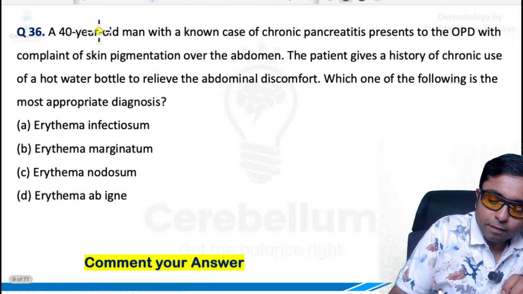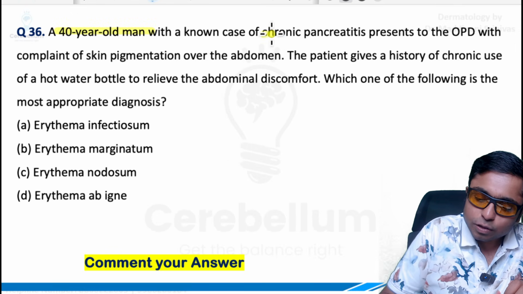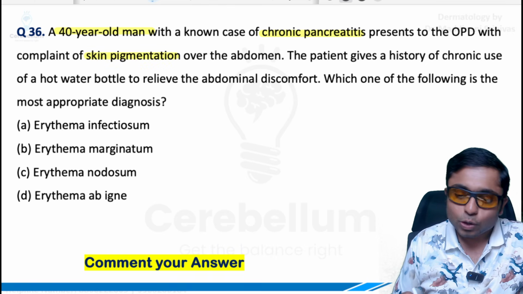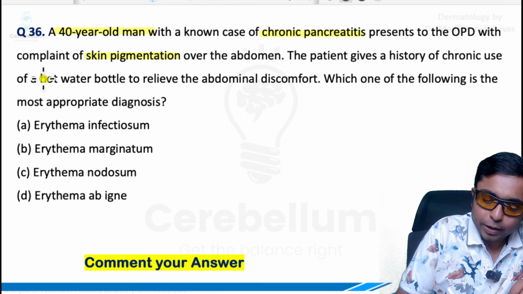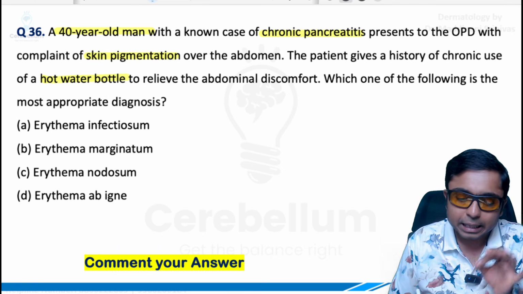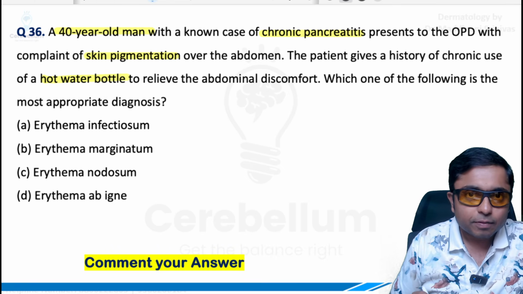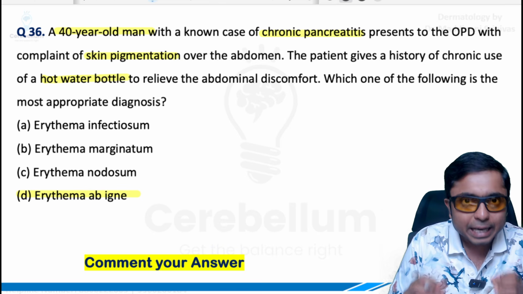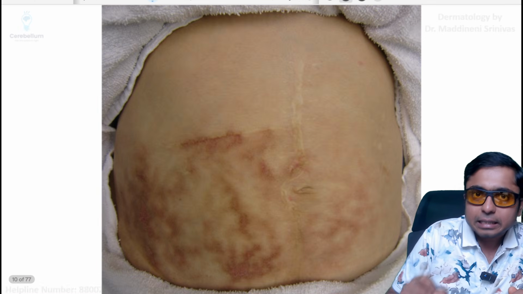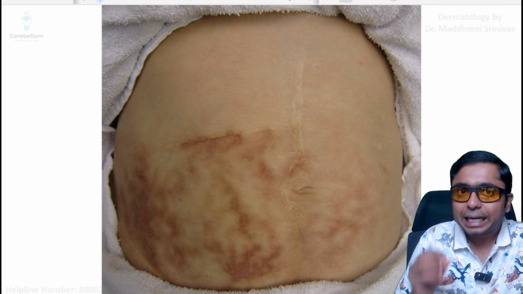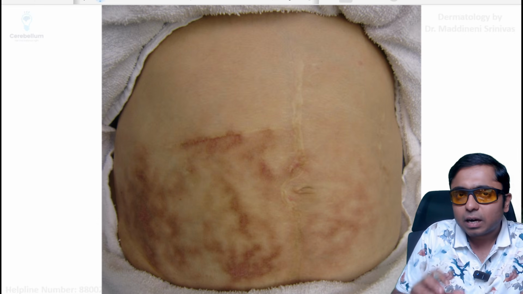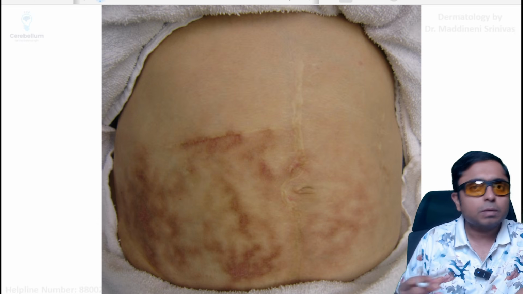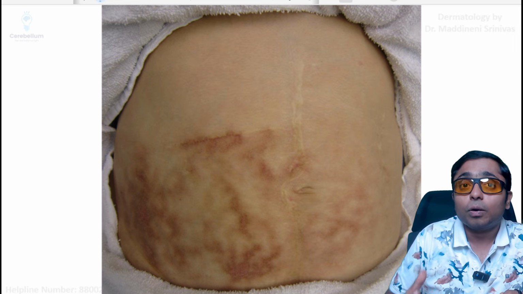So next, a 40-year-old man, case of chronic pancreatitis, came with complaints of skin pigmentation over the abdomen, and there is a history of chronic use of a hot water bottle to relieve the abdominal discomfort. So what do you think is the answer? Yes, if you have thought of erythema ab igne, you are absolutely correct. And this is how the abdomen is going to look clinically, with a network-like, reticulate pattern of erythema and also pigmentation because of the chronic hot water bottle usage.